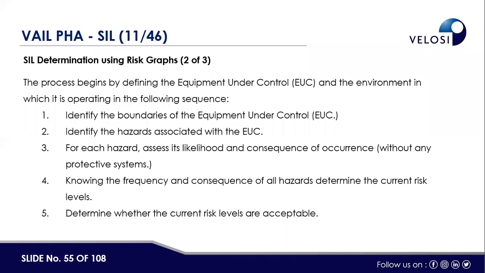First of all, we have to identify the boundaries. Then we have to identify the hazards associated with that equipment under control. And then for each hazard, we have to assess its likelihood and consequence of occurrence without any protective system. And then, knowing the frequency and consequence of all hazards, we have to determine the current risk levels, and then we have to determine whether the current risk levels are acceptable or not.